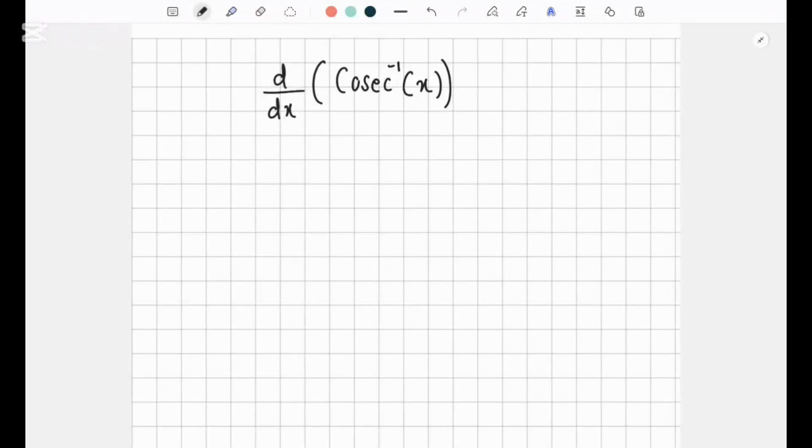Hi everyone, I'm going to show you guys how to differentiate cosec inverse x.